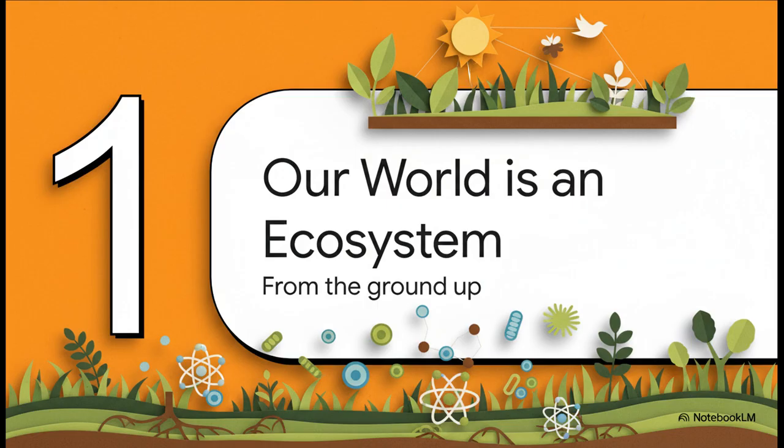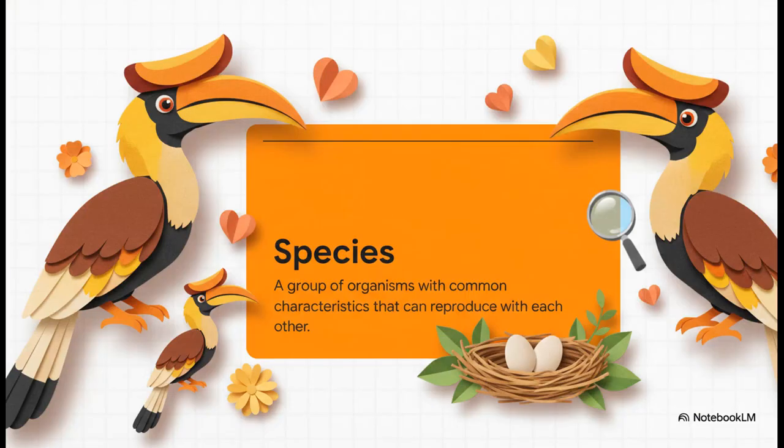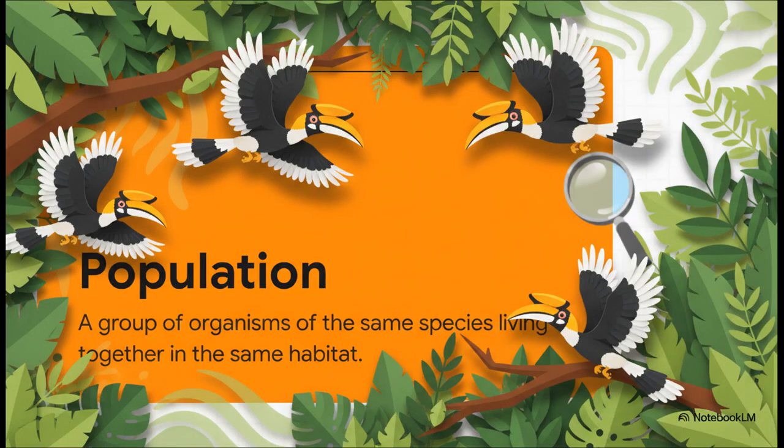And to really get what that means, we need to understand the basic building blocks of nature. So come on, let's build this concept together, right from the ground up. Okay, at the very bottom, the most basic unit, we have a species. You can think of it as a group of organisms that look kind of similar and, this is the important part, can reproduce with each other. So a group of hornbills is a species because, well, they can make more baby hornbills. Simple enough. So, what's the next level up?